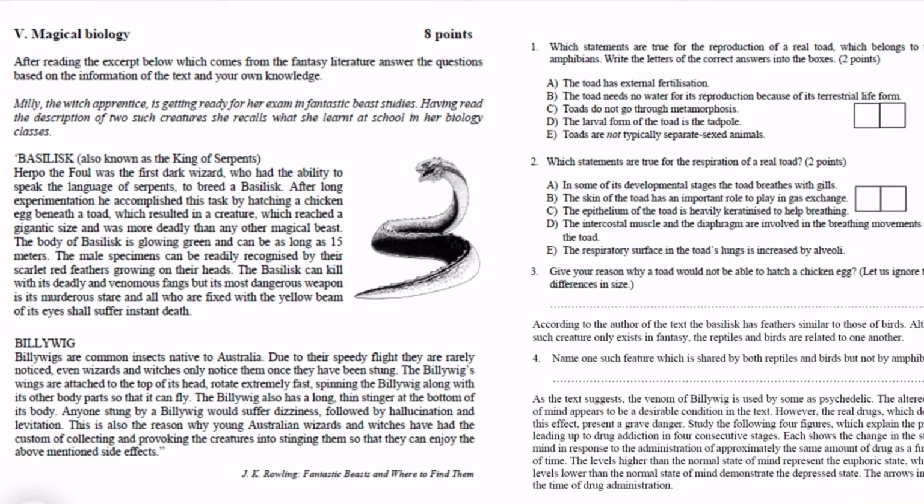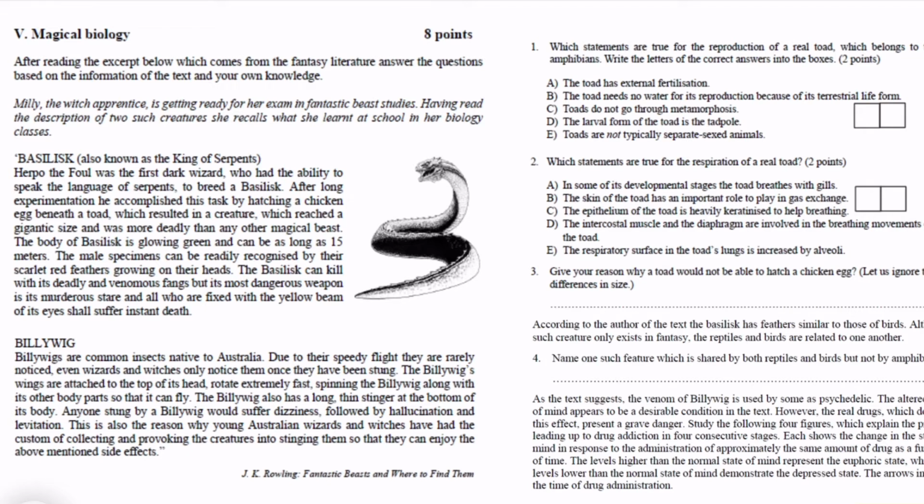Basilisk, also known as the king of serpents. Harpo the Fowl was the first dark wizard who had the ability to speak the language of serpents, to breed a basilisk. After long experimentation, he accomplished this task by hatching a chicken egg beneath a toad, which resulted in a creature which reached a gigantic size and was more deadly than any other magical beast.